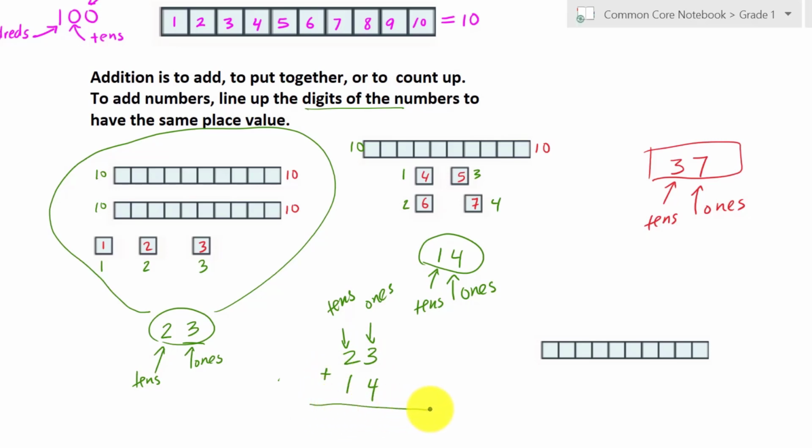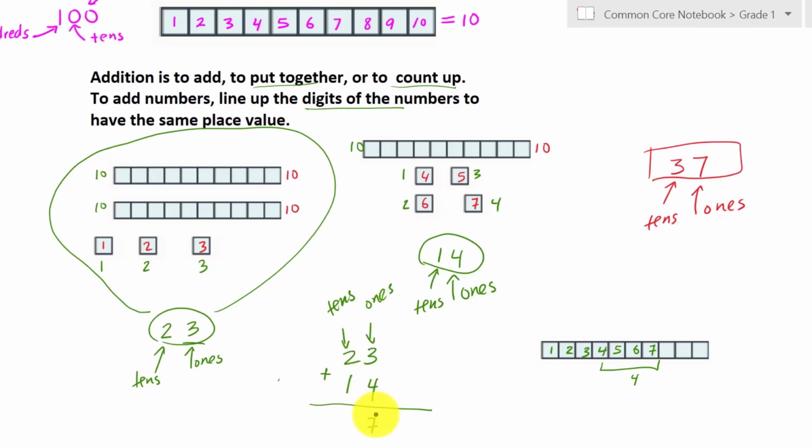Okay? So now, again, what does the word counting mean? Well, to count means to put together or to count up. So let's look at this. 3 plus 4. Well, 3 plus 4 means to count up 4 more. So 3, let's count up 4 more. So let's use this right here. So we have 1, 2, 3. To count up 4 more, we have 4, 5, 6, 7. So that would be the 4 right there. So what's the total number? 3 plus 4 is 7.